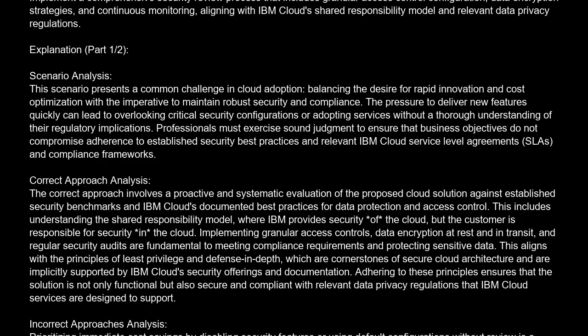This aligns with the principles of least privilege and defense in depth, which are cornerstones of secure cloud architecture, and are implicitly supported by IBM Cloud security offerings and documentation. Adhering to these principles ensures that the solution is not only functional, but also secure and compliant with relevant data privacy regulations that IBM Cloud services are designed to support.